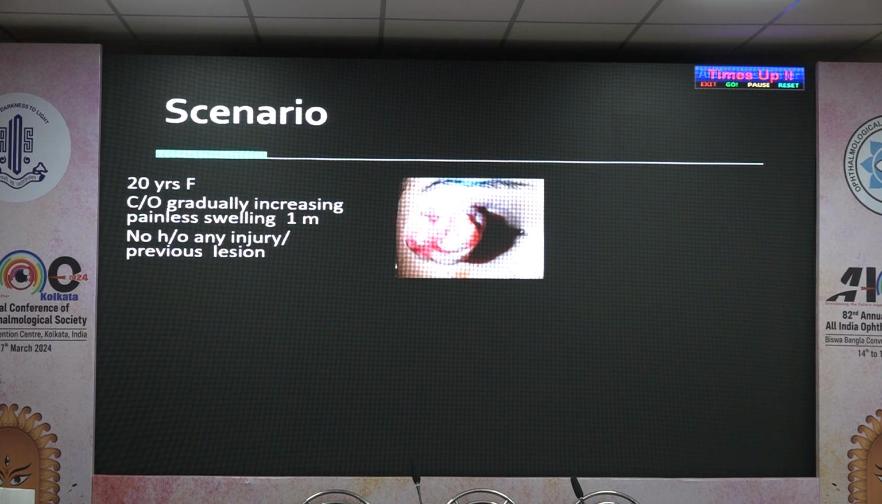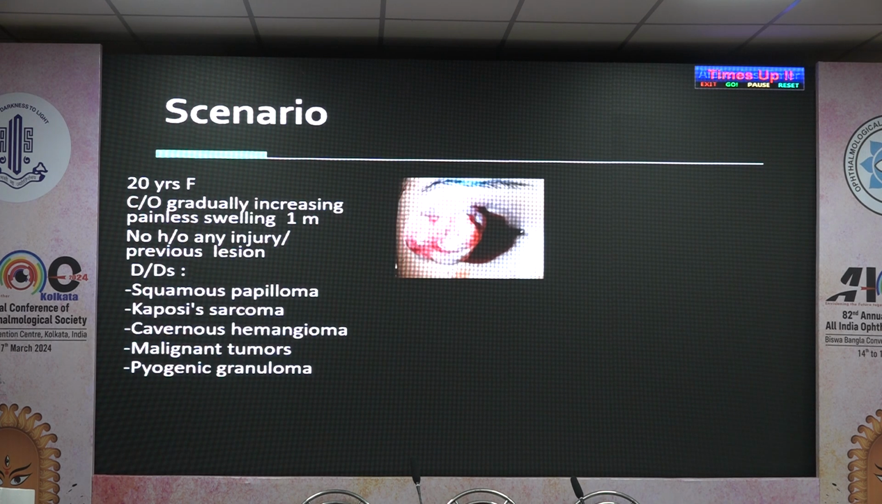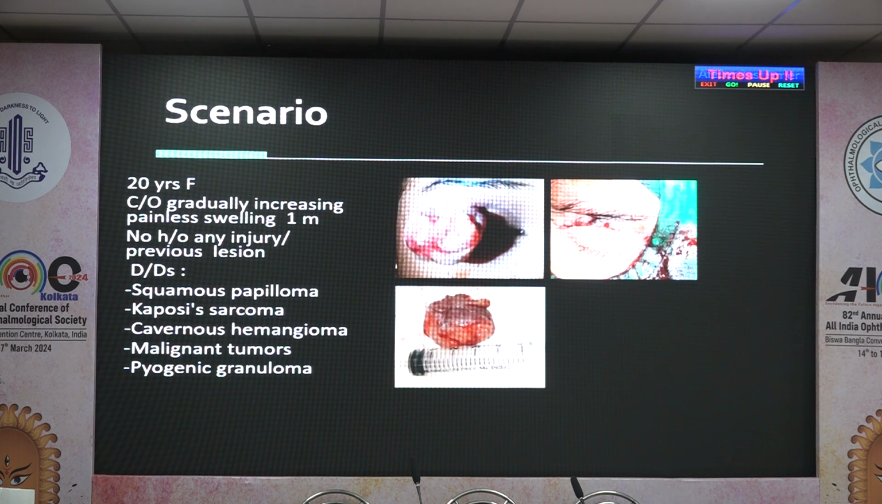Another lesion. This I really couldn't diagnose initially. Only after doing the histopathology, the diagnosis came. Sripurna, any guess what this lesion is? We thought it could be a papilloma, Kaposi sarcoma, cavernous hemangioma, all those things. But to our surprise, it was a case of pyogenic granuloma again.